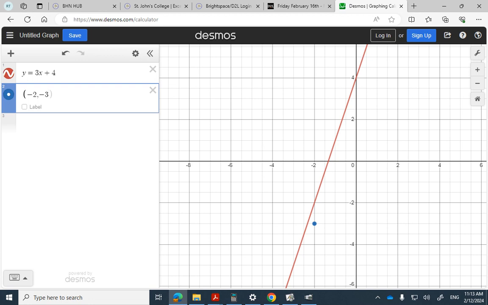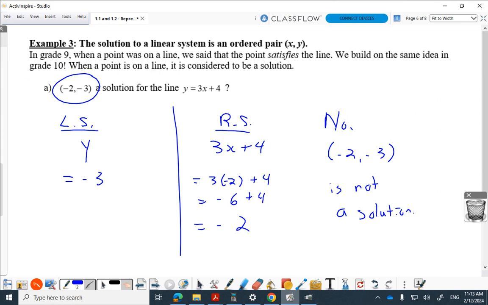Do you see what's just happened? The point's not on the line. It didn't work out in the equation. That's what the example is trying to say: when you sub it in, you can algebraically see it's not on the line. Okay. Any questions on that?